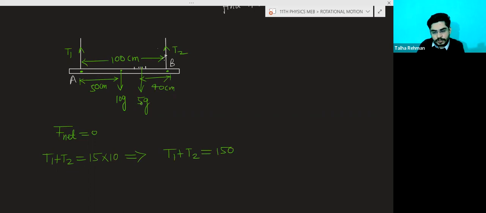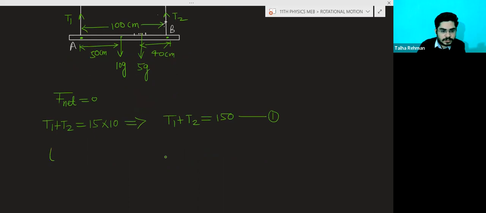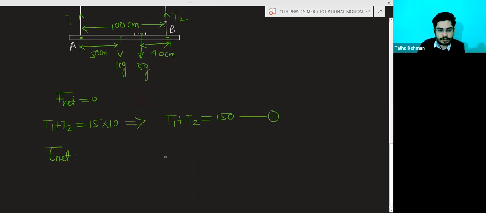Okay, T1 plus T2 is equal to 150. This is your equation number 1. Now you have only equation 1, but you want to find 2 variables. So for finding the 2 variables, there must be 2 equations. Another equation you will get from this: net torque on the rod about any point is equal to 0.